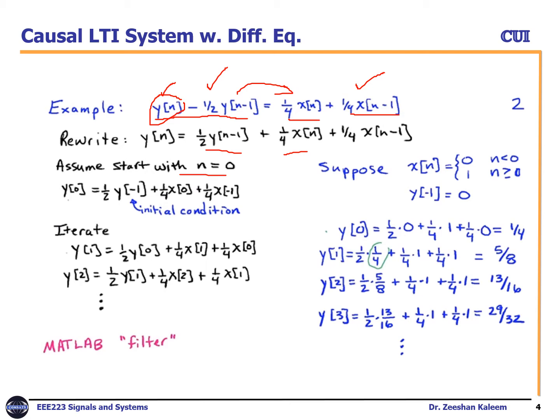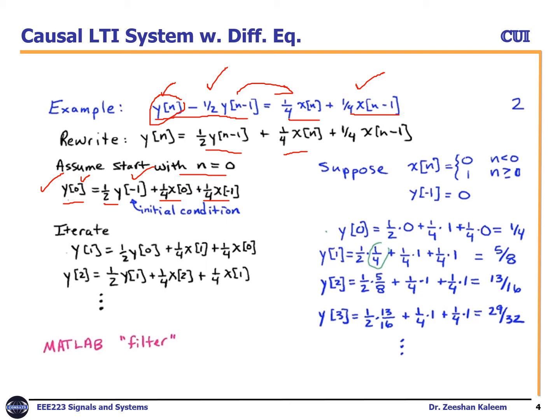So when we put n equals 0 here, y0 equals 1/2 y[-1] plus 1/4 x[0] plus 1/4 x[-1], right? Now this type of situation is called the recursive equation. Why is it recursive? Because you can see that y0 depends on y[-1], which is one kind of previous output, right?